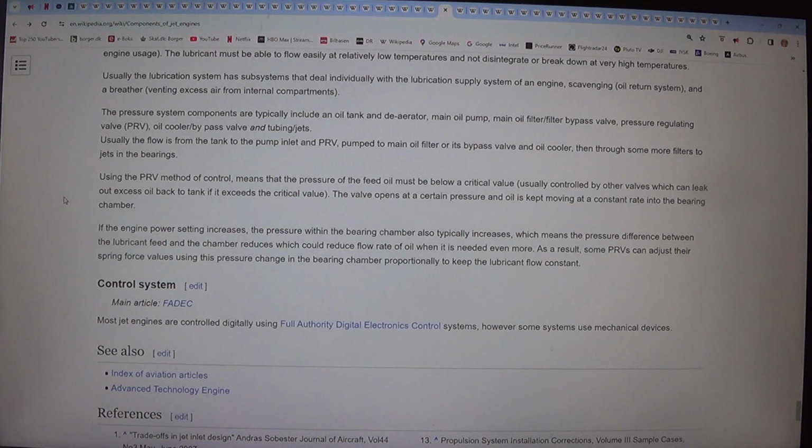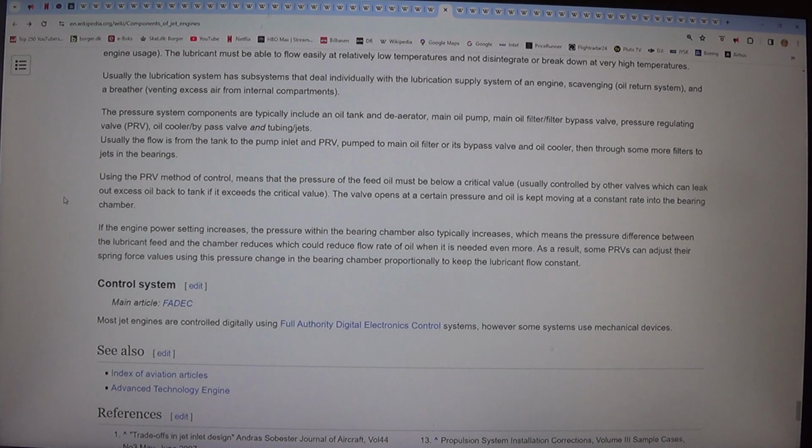If the engine power setting increases, the pressure within the bearing chamber also typically increases, which means the pressure difference between the lubricant feed and the chamber reduces, which could reduce flow rate of oil when it is needed even more. As a result, some PRVs can adjust their spring force values using this pressure change in the bearing chamber proportionally to keep the lubricant flow constant.